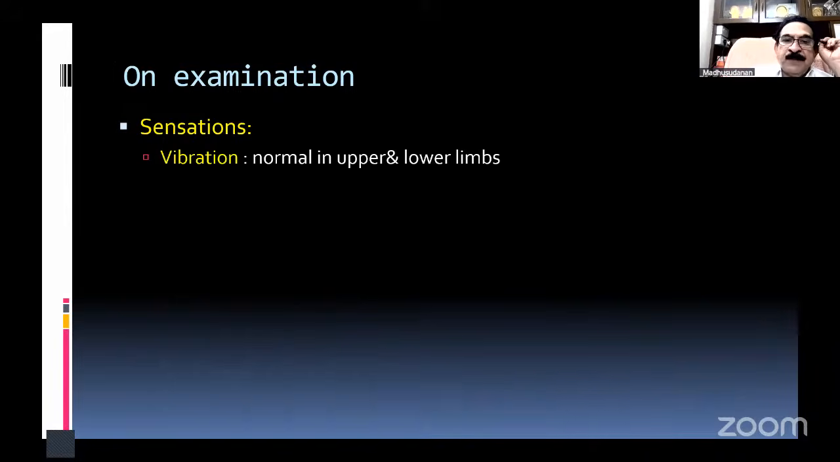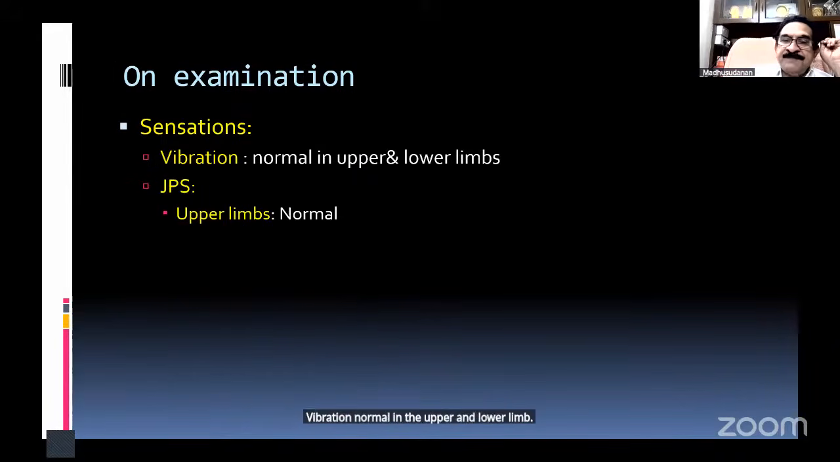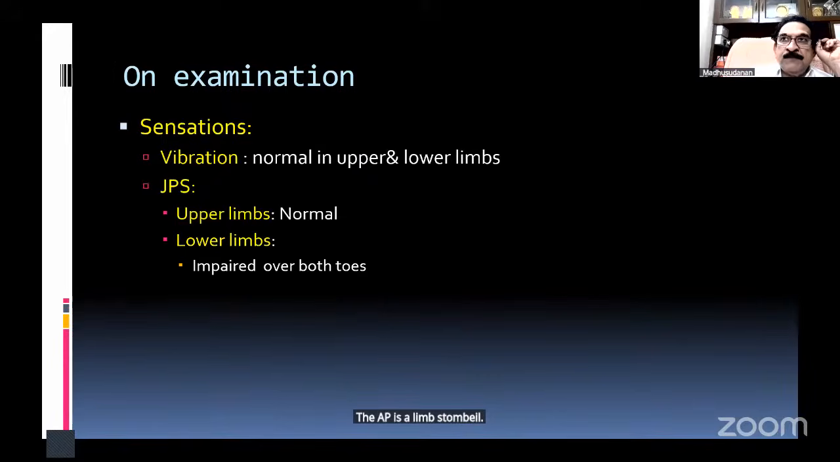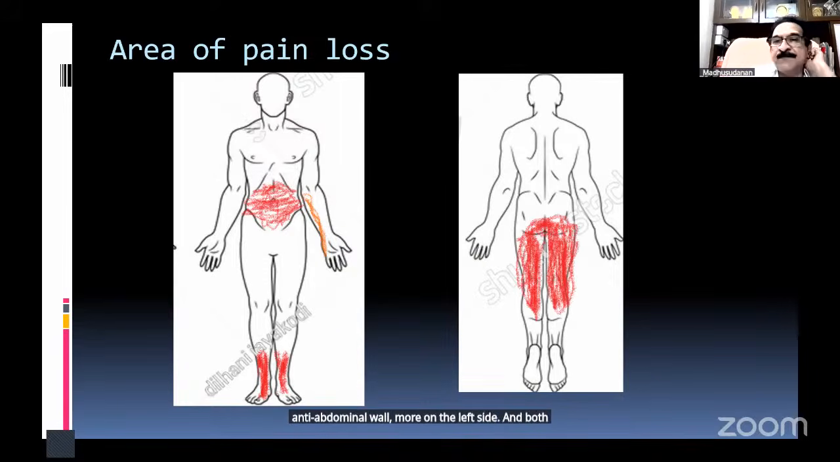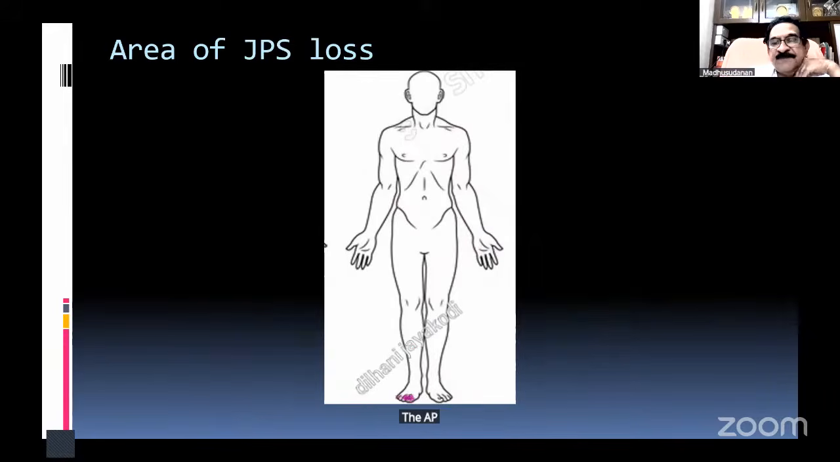Vibration is normal in the upper and lower limb. JPS: upper limbs normal, lower limb impaired over both toes. Romberg negative. So this is the area of pain loss: the medial part of the palm on the left side, the anterior abdominal wall, more on the left side, the distal part of both feet, the back posteriorly, the perineum area and the back of the thigh. JPS loss is confined to the tip of both toes. All other areas are normal.